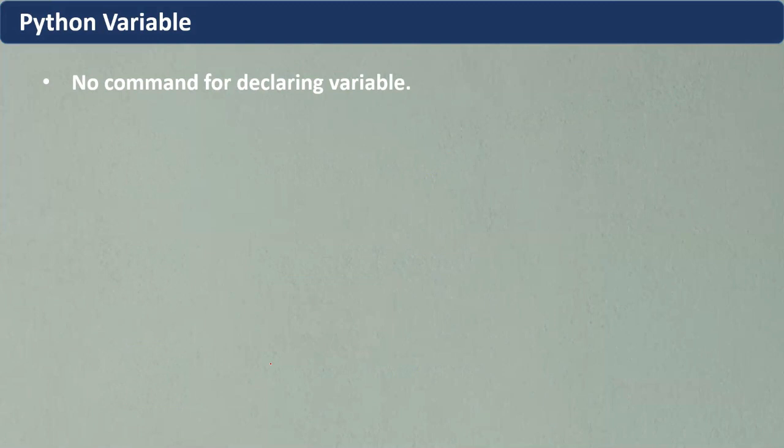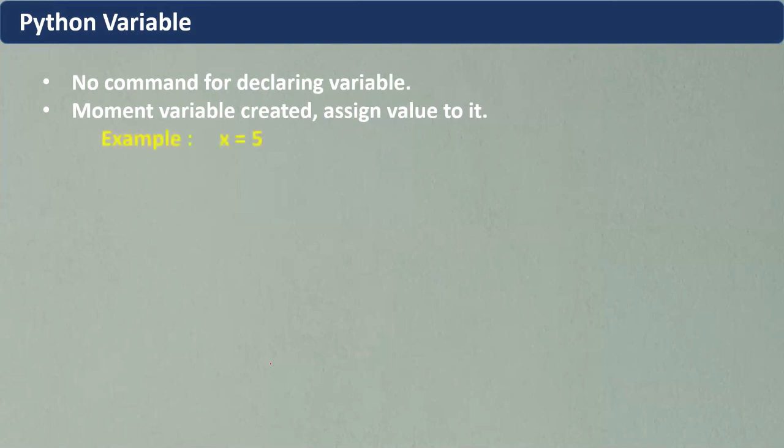But in case of Python, we need not declare any variable early. The moment a variable is created, you assign the value to it. Whenever you have any value, if you want to store it, at that time create a variable and then you just assign that value. For better understanding, let us take one simple example. So here x equal to 5.